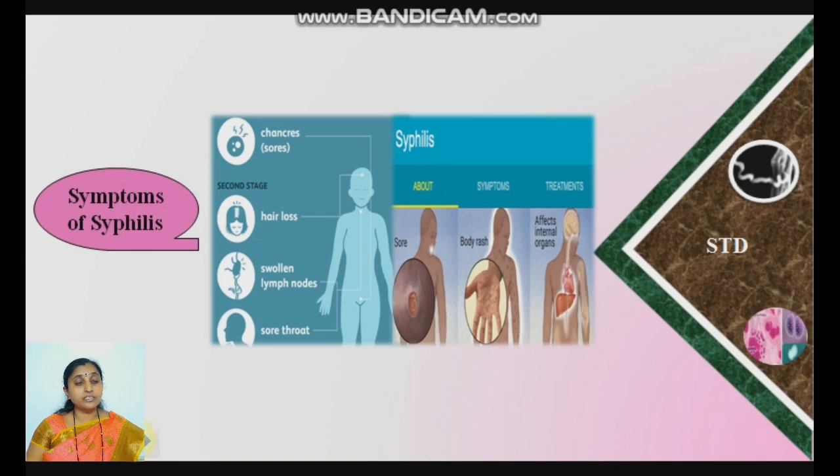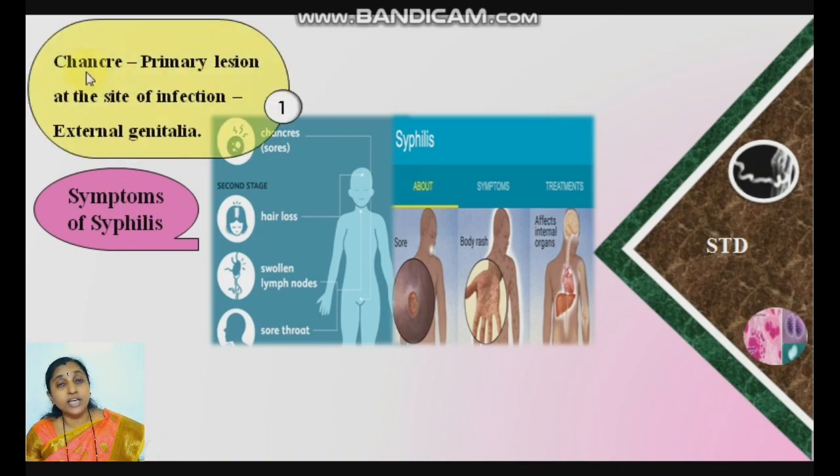Now come to the point, symptoms. Chancre, what is the chancre? It is the most important word for the exam, for the MCQ, for the CET, for the NEET exam. There is a development of the chancre, the first symptom in syphilis. It is caused by the bacteria Treponema pallidum, a spiral bacterium. Chancre is the primary lesion at the site of infection, the external genitalia.